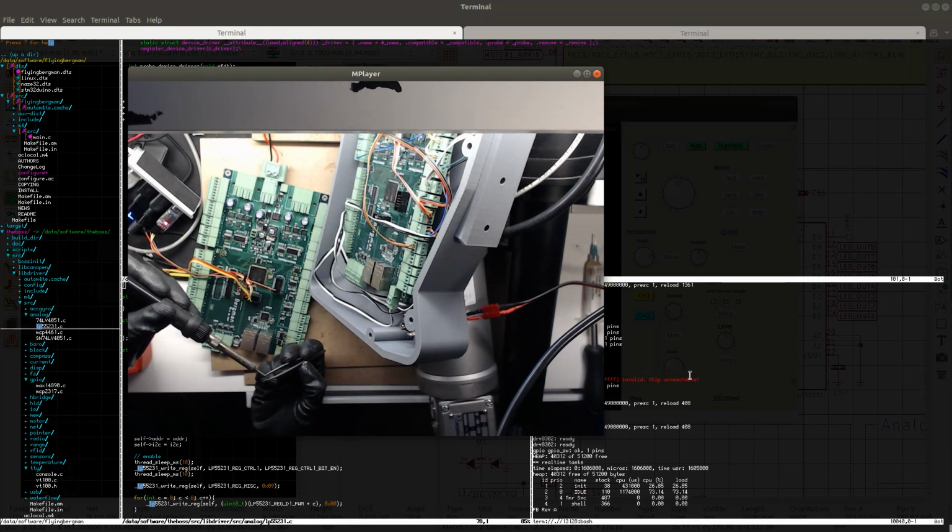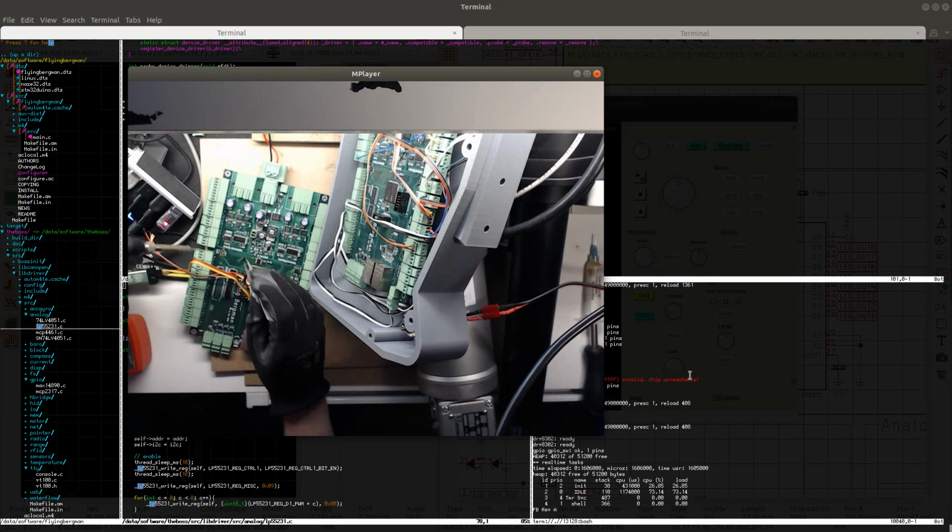I'm going to distribute the solder manually and then solder it back on. Okay.